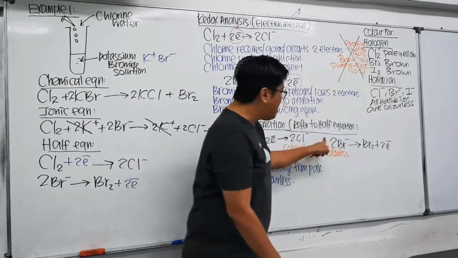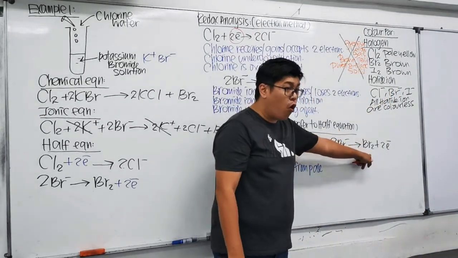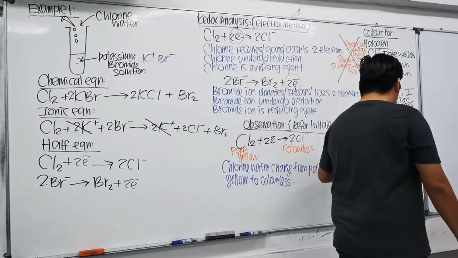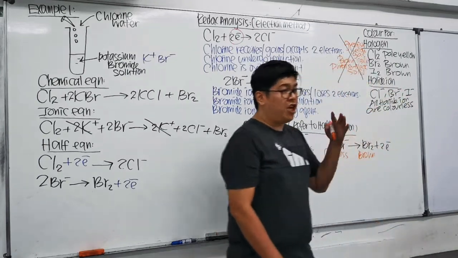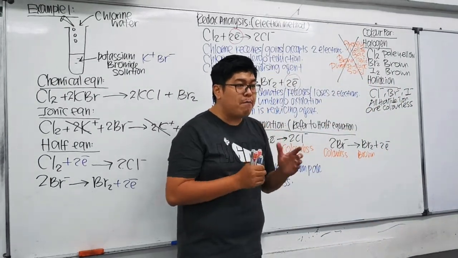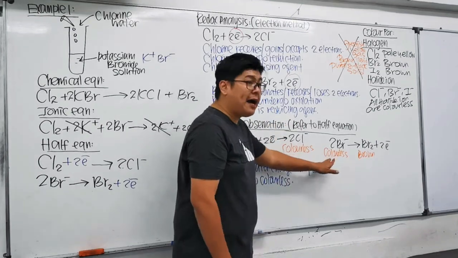Now the bromide eventually became bromine. Bromine, what color? Brown. Okay? Colorless to brown. So when colorless changes to brown, you can see a color change, right? Same thing, you must tell people who changed from colorless to brown.